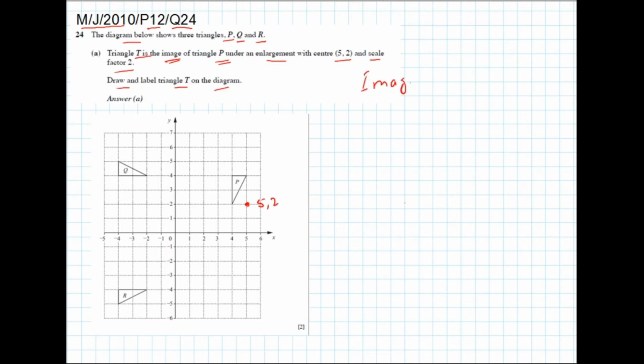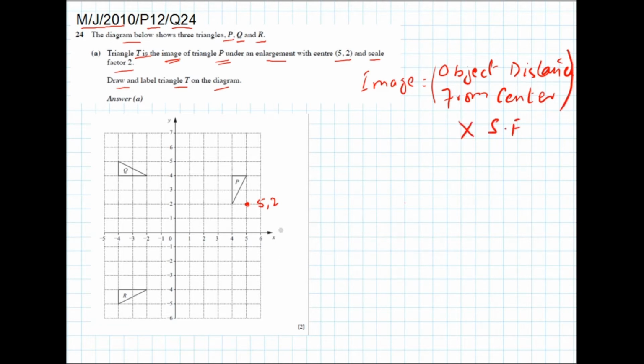Now the image distance from the center of enlargement is equal to the object distance from the center of enlargement multiplied by the scale factor. Here the scale factor is 2. The object distance from the center of enlargement is (-1, 0). To get the image distance, we multiply by the scale factor, that is 2. We get (-2, 0), which is the image distance marked on the diagram as shown.